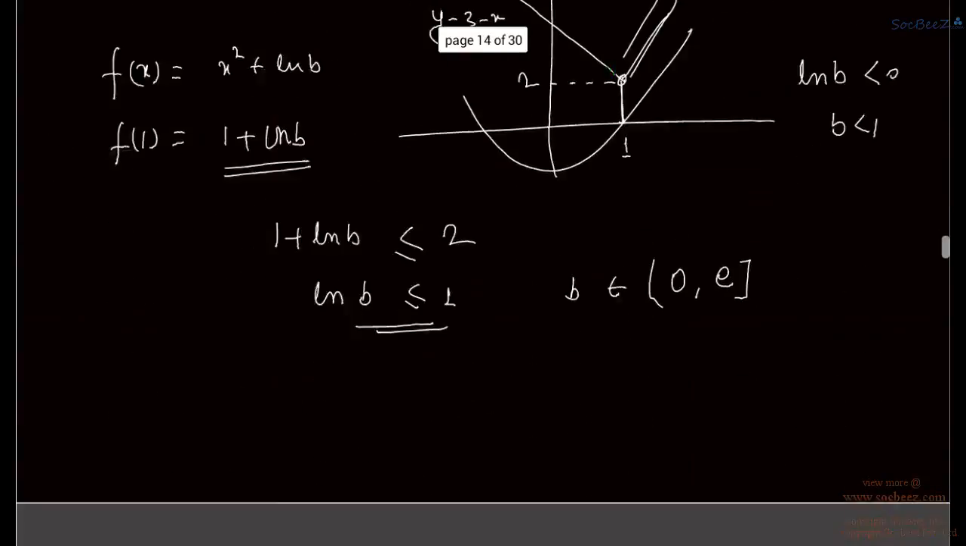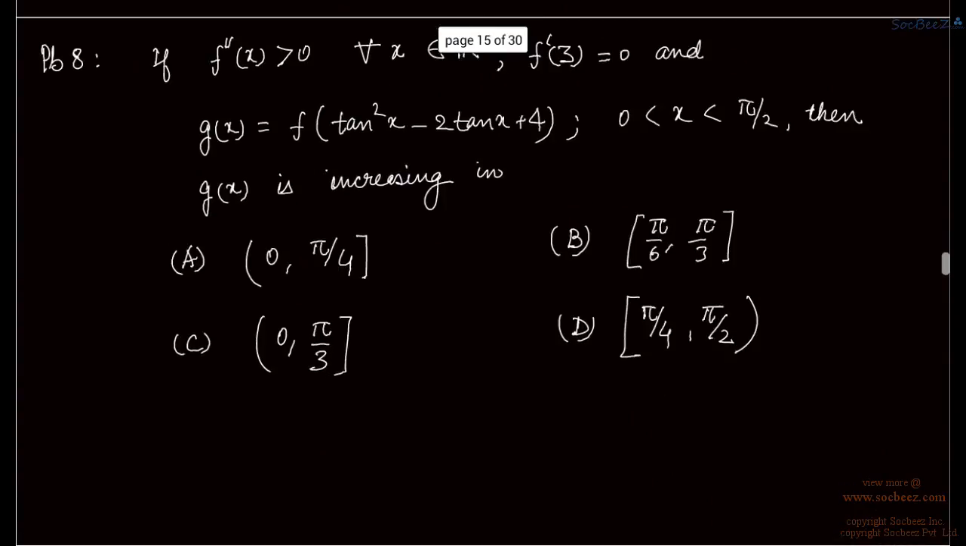Now moving to the next question. Problem number 8. If f double dash x is greater than 0 for all x belongs to real, f dash 3 is equal to 0, and g(x) is given by f of tan square x minus 2 tan x plus 4 in the interval 0 to pi by 2, then g(x) is increasing in.